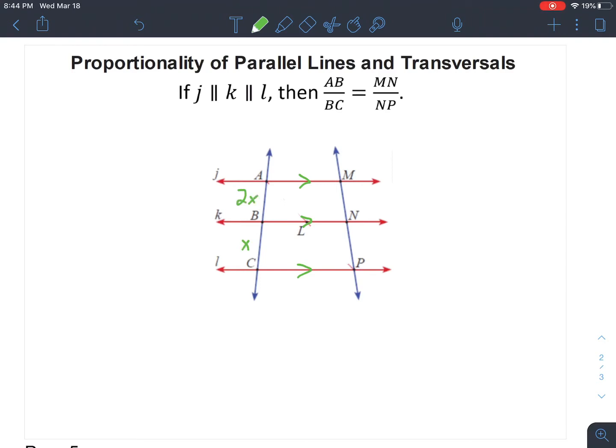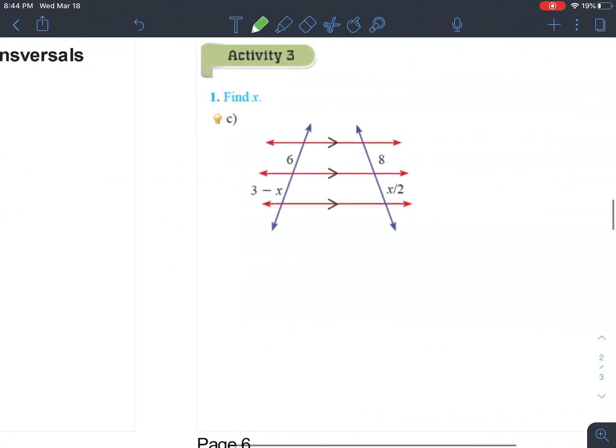that means that AB and BC, so if I said BC is x, AB is 2x, that must have the same ratio as MN and NP. So if NP is y, MN has to be 2y.